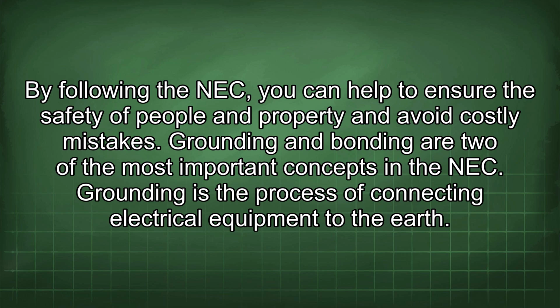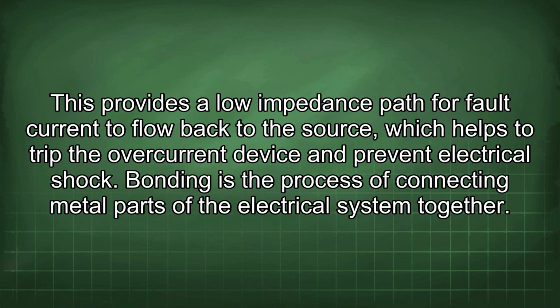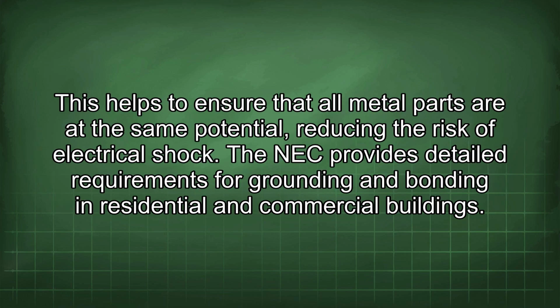Grounding is the process of connecting electrical equipment to the earth. This provides a low impedance path for fault current to flow back to the source, which helps to trip the overcurrent device and prevent electrical shock. Bonding is the process of connecting metal parts of the electrical system together. This helps to ensure that all metal parts are at the same potential, reducing the risk of electrical shock.